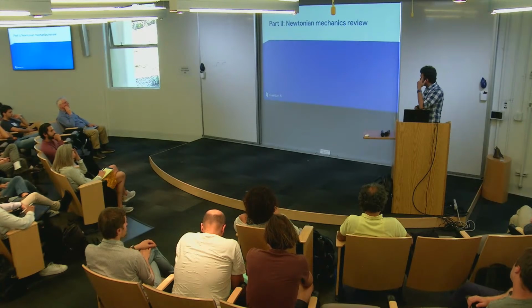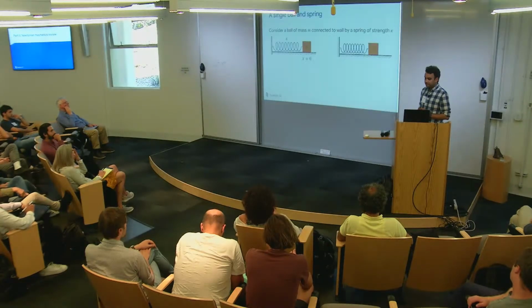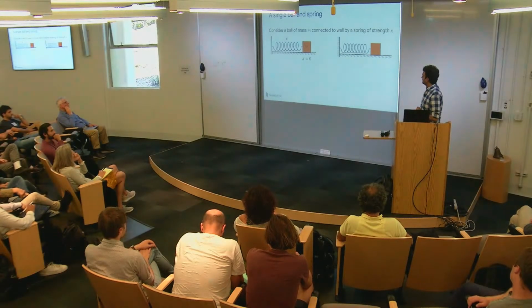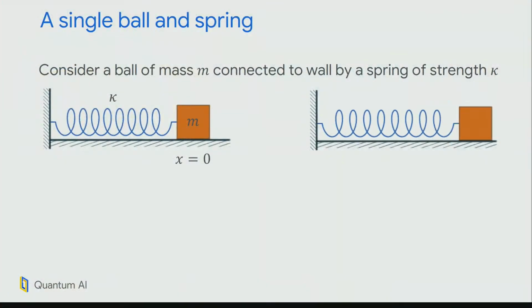Good. So okay, let's do a quick review of Newtonian mechanics for those of you who haven't seen this. And let's start with one ball, one spring. So this is what it looks like. And the first thing you might observe is that my balls have now changed to squares, blocks, but it's all the same because they're point particles, they're point masses, so it doesn't matter.